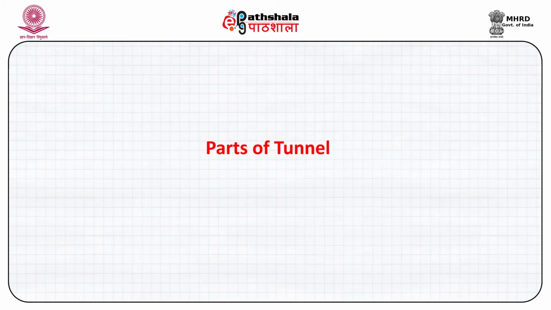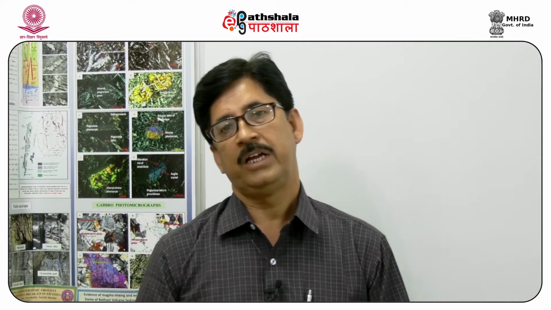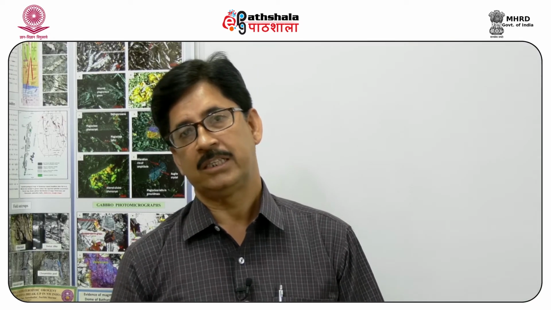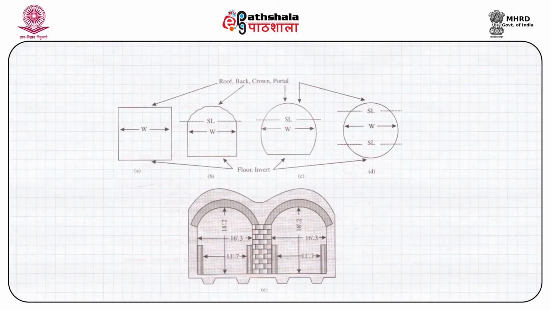If we go for parts of tunnels, we have three very important parts. We call the upper part of the tunnel the portal. Then we have the floor of the tunnel, which is also called the invert. And then we have the adjoining walls. Most of the tunnels which we have are arch shaped tunnels or horseshoe shaped tunnels. Tunnels can also have square cross sections. Tunnels can also have circular cross sections.